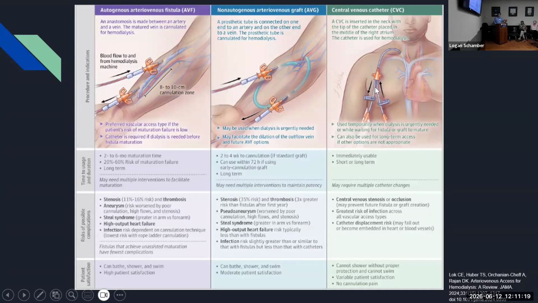Then obviously we have the CVCs here. The biggest complication other than infection is going to be central venous stenosis, which I'm going to address on the next slide. But overall, that's the only point I want to make here.